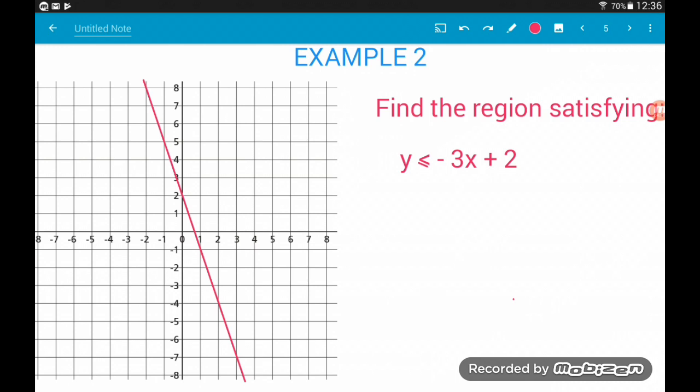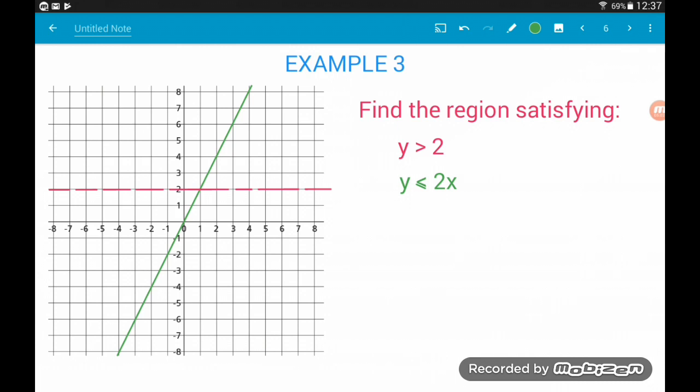Okay, example 2. Find the region satisfying y is less than or equal to minus 3x plus 2. Again, I've plotted the line y equals minus 3x plus 2. This time, we've got an or equal to inequality, so it's a full line. Now we want the region where y is less than minus 3x plus 2, so we want the region under the line, which rules out all of this stuff up here. The region that we want then is everything under the line down here. Jobs are good.